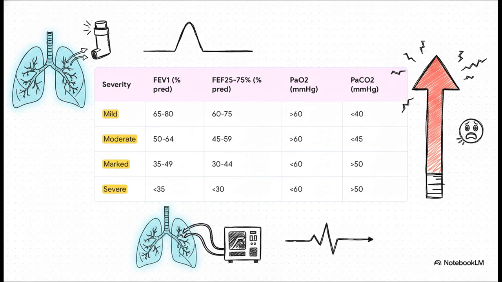But the second that PaCO2 starts to creep back up towards normal or worse, goes above normal, well, that is a hugely ominous sign. It tells you their respiratory muscles are exhausted and they are on the verge of respiratory collapse. A normalizing PaCO2 in a wheezing patient is never good news. It's a massive alarm bell telling you to act and act fast.